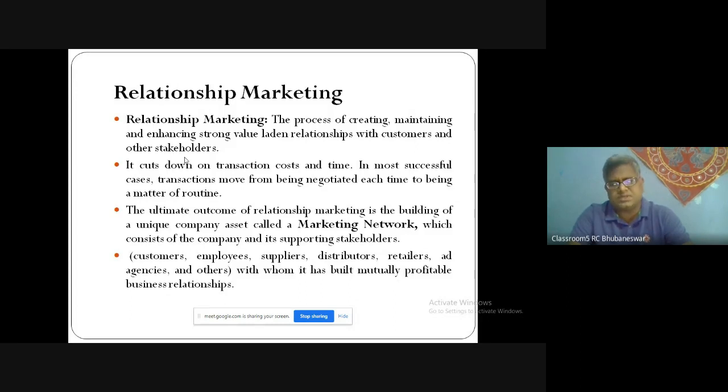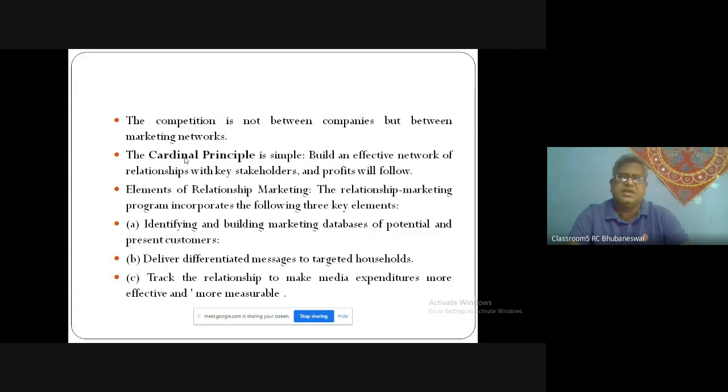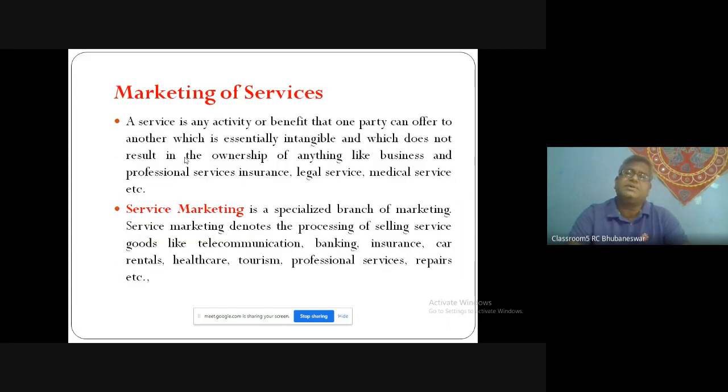Through customers, employees, suppliers, distributors, retailers and agencies, they can build mutually profitable business relationships. Some cardinal relationship elements have evolved, and they can also identify building the relationship, delivering and tracing the relationship. Relationship is important in this particular type of marketing.